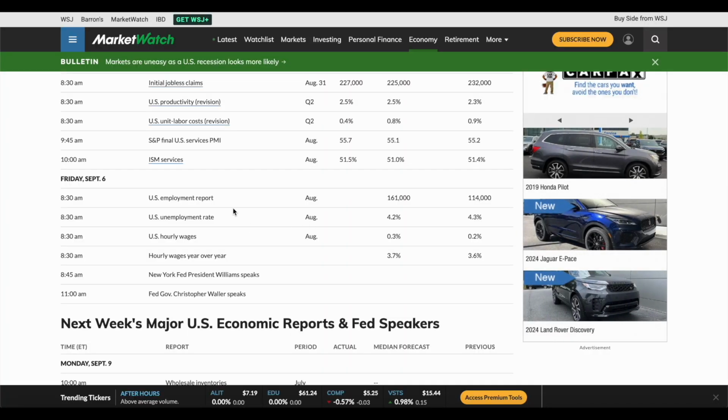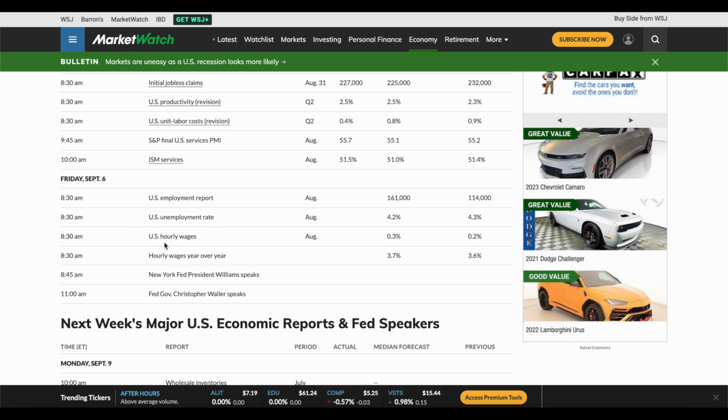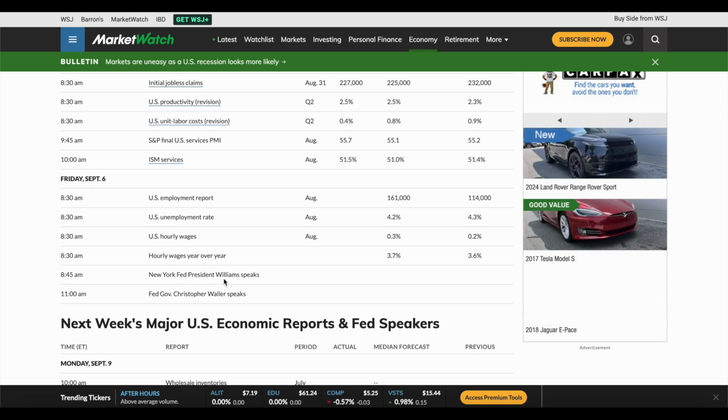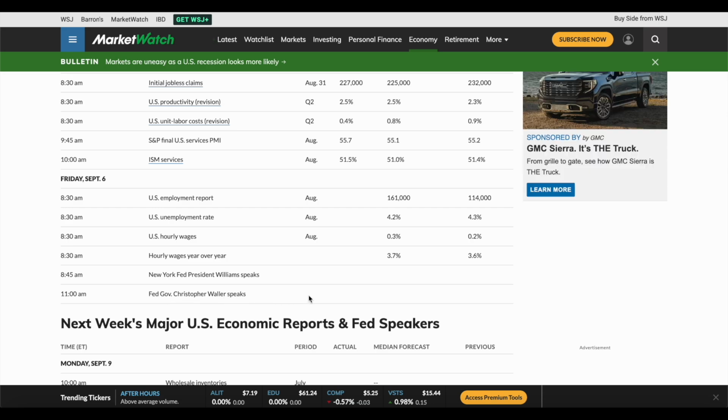Before we get to the analysis portion, I'm going to go over the economic calendar. And for Friday, September 6, 2024, at 8:30 a.m., we have U.S. employment report, as well as U.S. unemployment rate. And then we have U.S. hourly wages year over year. And then at 8:45 a.m. we have New York Fed President Williams speaks. And then at 11 a.m. we have Fed Governor Christopher Waller speaks. The market is basically anticipating the data report in terms of employment report and unemployment rate, so on and so forth. Previously it was 114,000, and the expectation this time around is about 161,000.